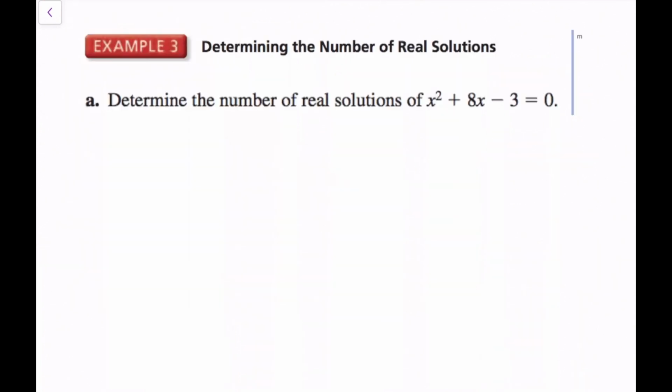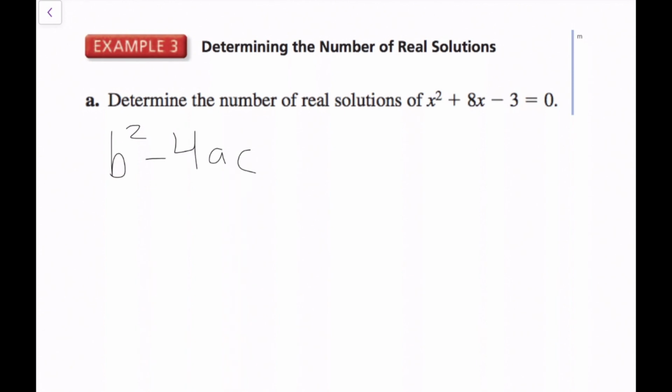All right, so this question says, determine the number of real solutions of x squared plus 8x minus 3. Well, the easiest way to do that is to just figure out what the discriminant is and then analyze from there. So if we remember, the discriminant is just the part of the quadratic formula that's under the radical, which is b squared minus 4ac.